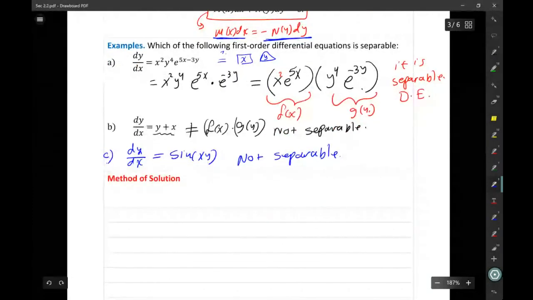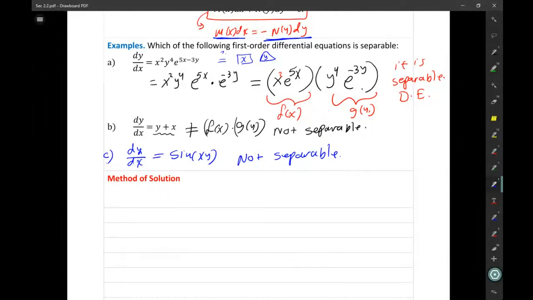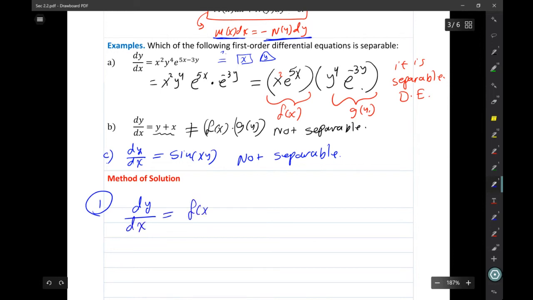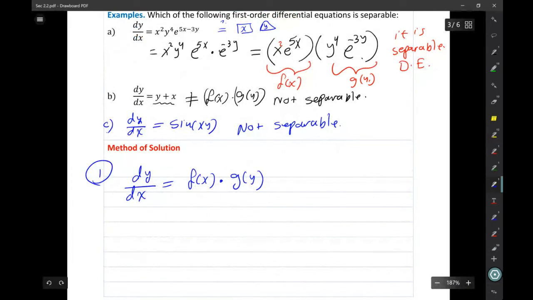Now the question is how we can solve the separable differential equation. The procedure to solve it is very simple. First of all, you have to write it in the form dy by dx is equal a function of x times g of y. Now, second step, multiply both sides by dx. So dy is equal f of x times g of y times dx.